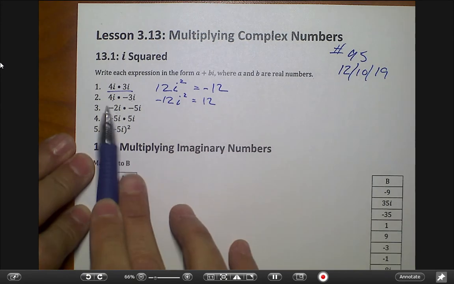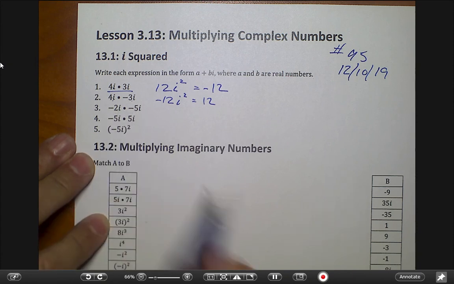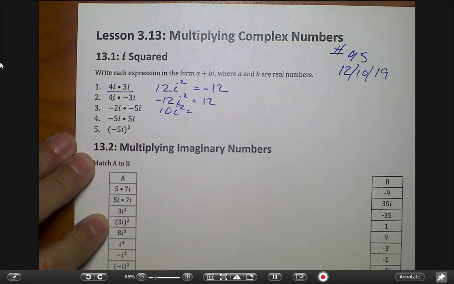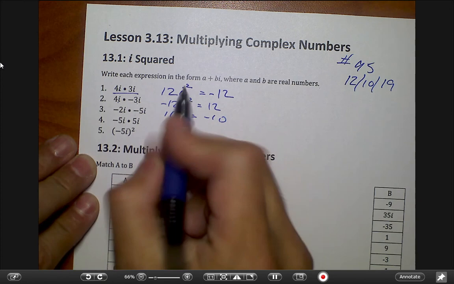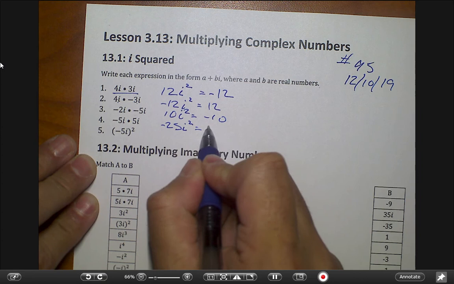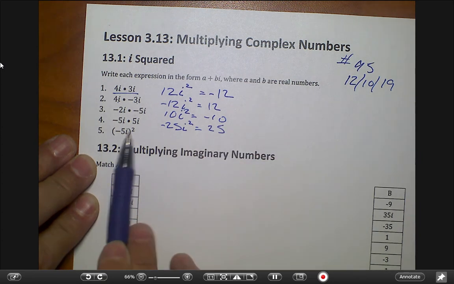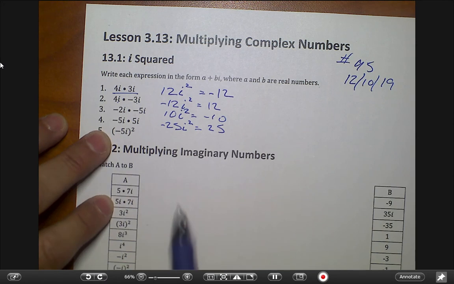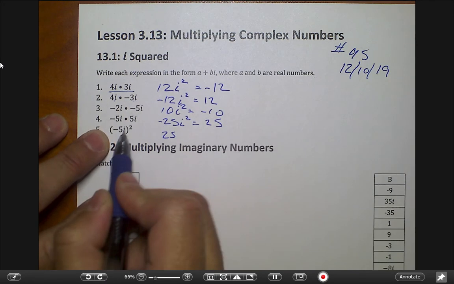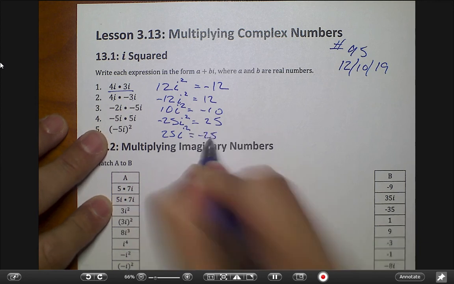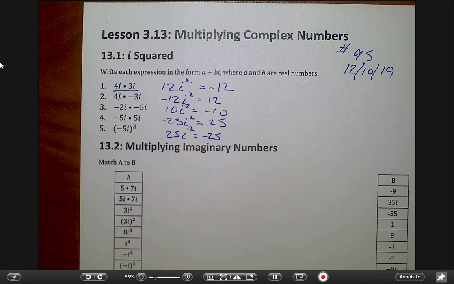Okay, right here, negative 2 times negative 5 is negative 10. I'm sorry, positive 10. So it's positive 10 i squared, which is going to give me negative 10. Right here, negative 5 times positive 5 is negative 25, times i squared, which is going to give me positive 25. And this right here says I'm squaring everything. So it's negative 5 times negative 5 is positive 25, and then i squared gives me negative 25. Pretty basic, right?